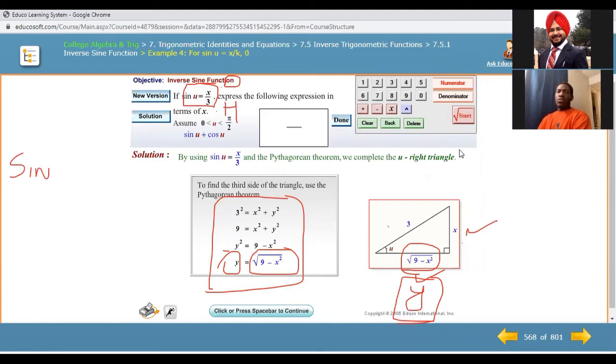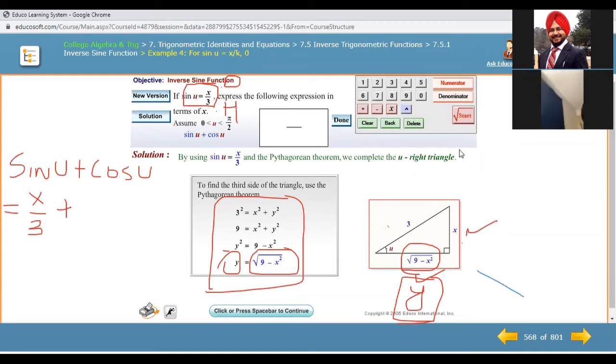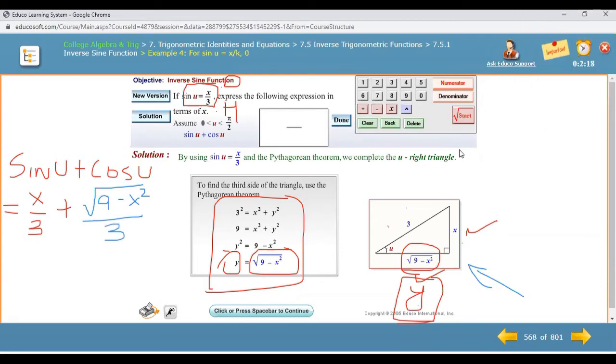Sine u plus cosine u equals what? Sine u is given as x over 3. Cosine u from this diagram will be adjacent over hypotenuse. That is radical 9 minus x squared divided by 3. That's it. That's the answer. Radical 9 minus x squared divided by 3. That's what we're looking for.